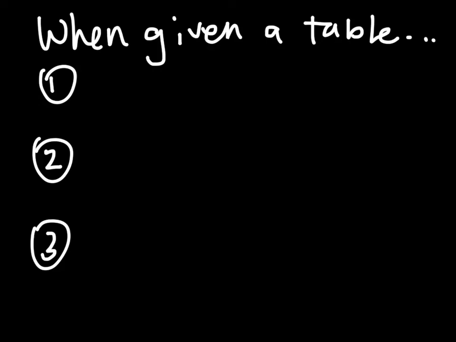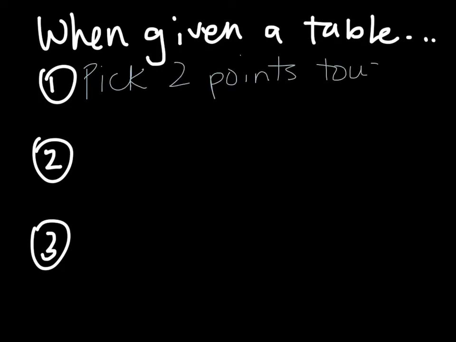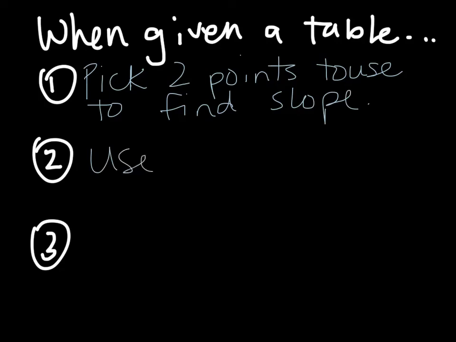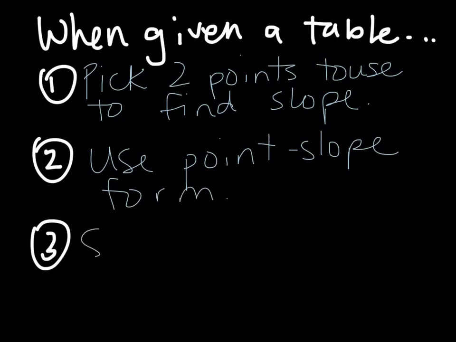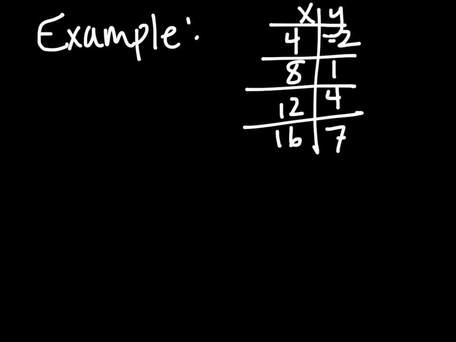All right, what if I'm given a table? Well, if I'm given a table, I first need to pick 2 points to use to find the slope, just like we did before. Then I'm going to use point slope form, just like before, and simplify. So let's look at a table.